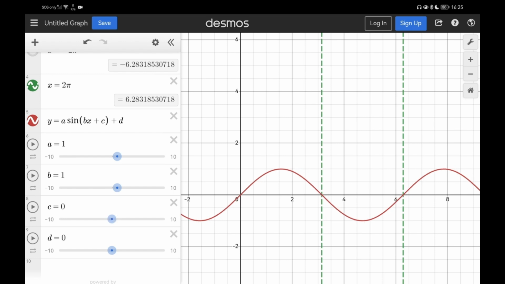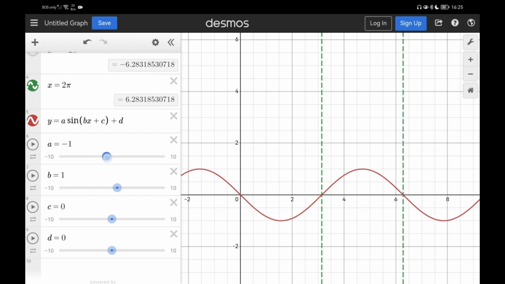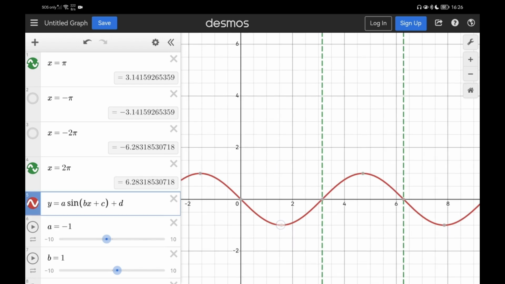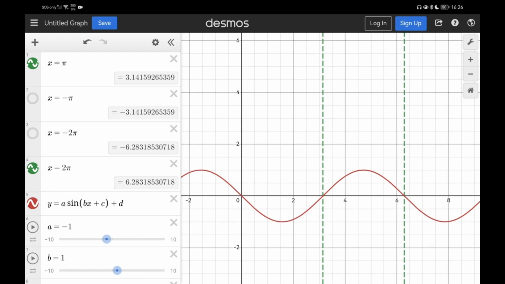So now is for the reflection. If we change the a to negative, as you can see, it undergoes the reflection, just that the period does not change. As you can see, the maximum point becomes the minimum point, and the minimum point becomes the maximum point. Okay, this is what I am trying to imply.